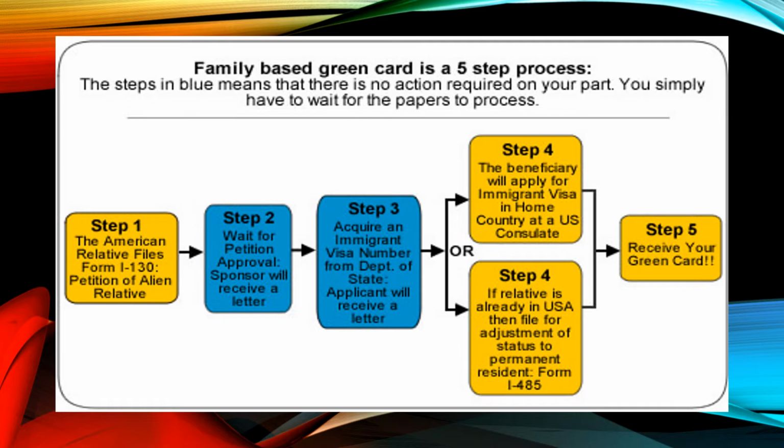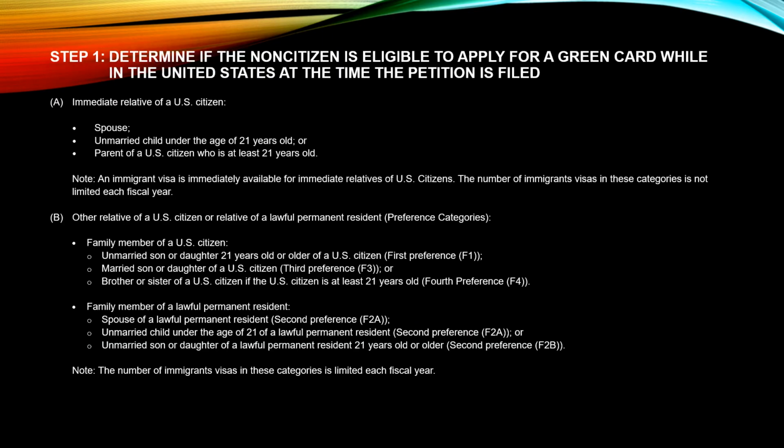Today we will cover Step 1. The American relative or lawful permanent resident files Form I-130. Step 1. Determine if the non-citizen is eligible to apply for a green card while in the United States at the time the petition is filed. That means the individual has to be physically present within the United States at the time the petitioner or the sponsor files the I-130 on their behalf.